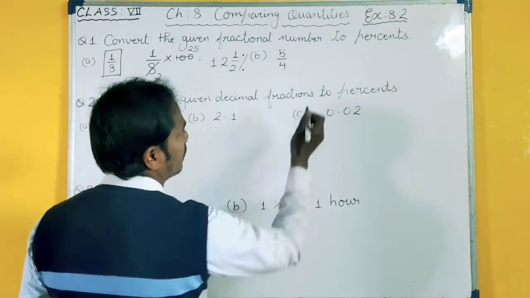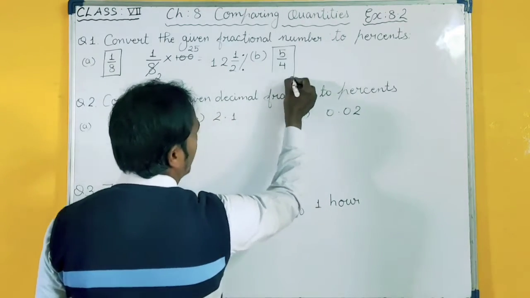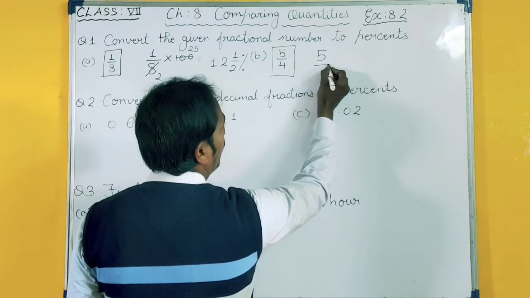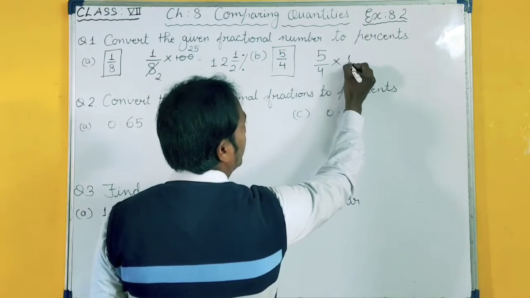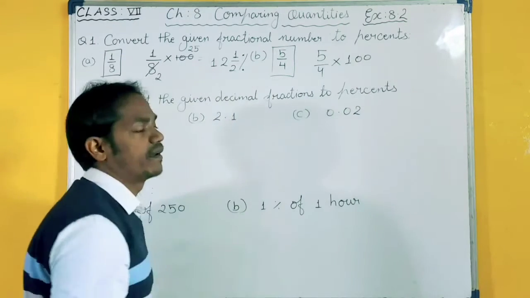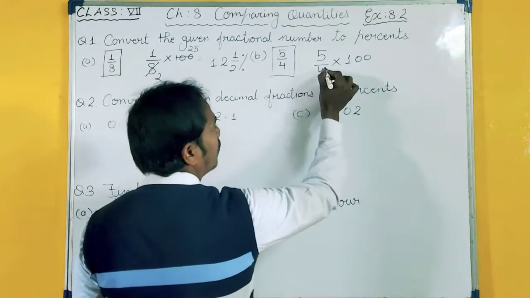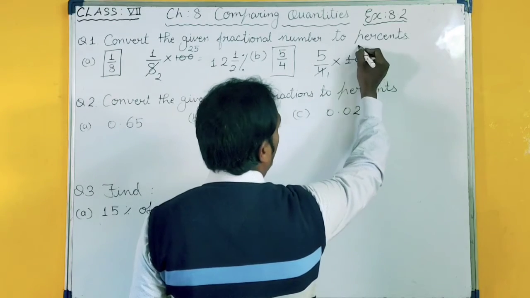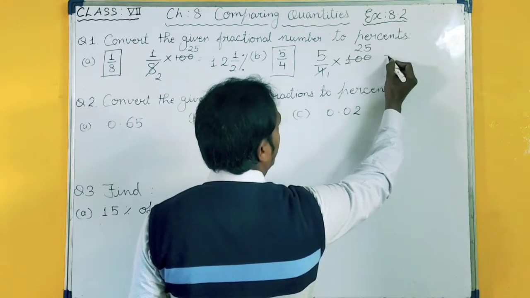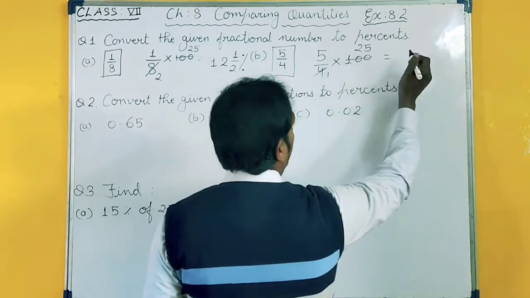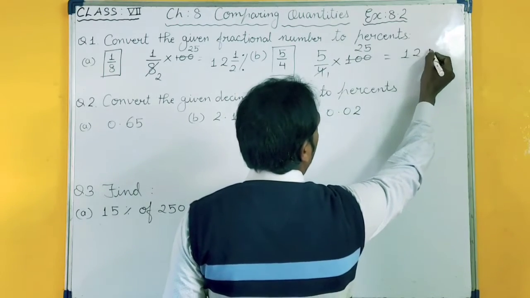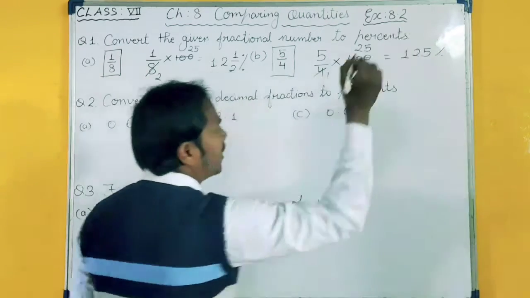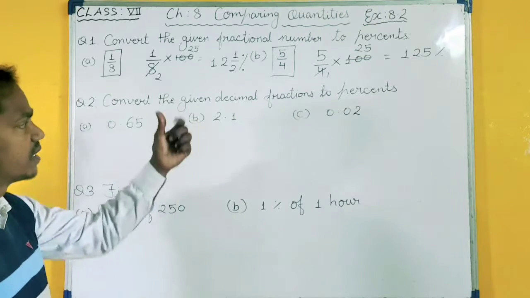Again 5 upon 4, this is very easy, you will get the direct answer. To convert 5 upon 4 into percentage, I have multiplied it by 100. 4 1s are 4 and 4 25s are 100. 5 multiplied by 25, 25 5s are 125%. This is the answer.